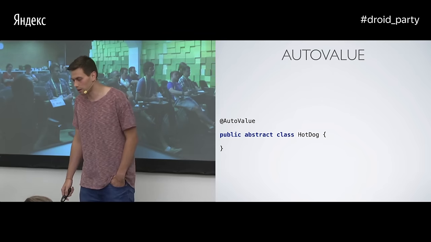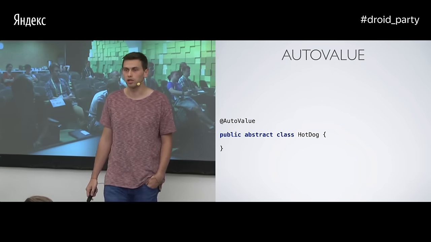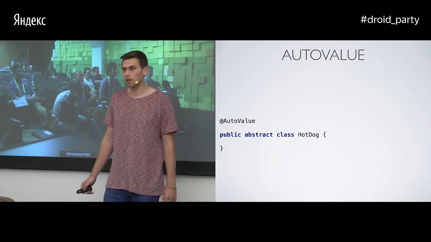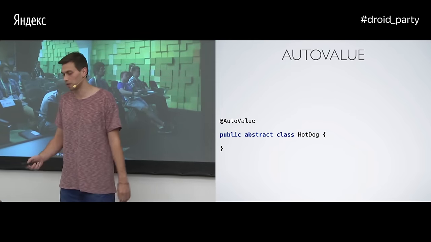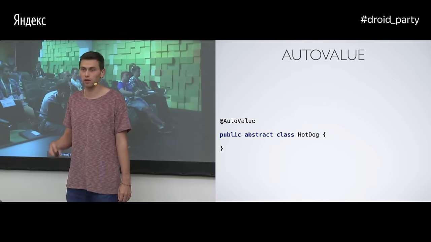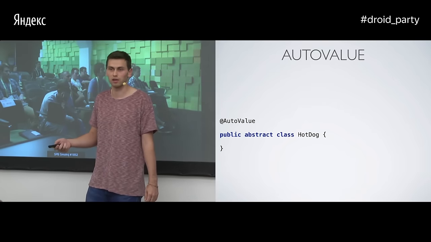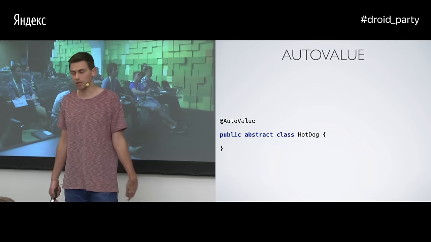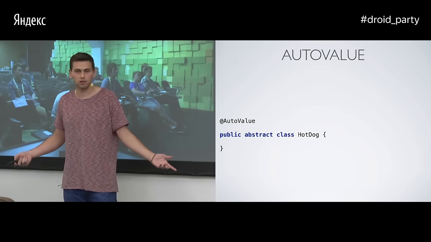So in general, who doesn't know how annotation processing works? I can give a short introduction. Yeah, almost everybody knows. So basically, an annotation processor will generate code out of your annotated class or elements by scanning your class and your annotated elements. So AutoValue is basically just an annotation processor.